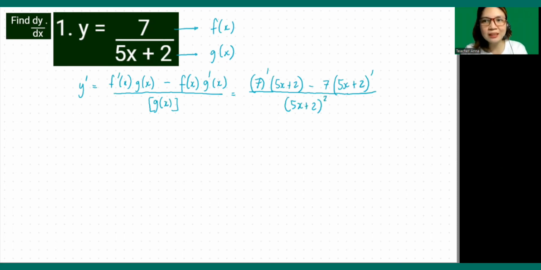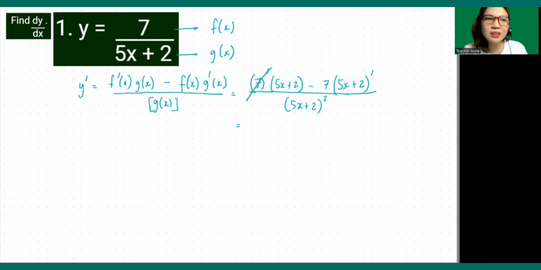Do not mistake the prime with the square. And look at the numerator also. As you can see, this is a bit similar to the product rule. It's just that instead of plus, we have a minus sign here. Okay, and then let us proceed. We have the derivative of 7. So again, based on our recall earlier, the derivative of a constant is 0, right?